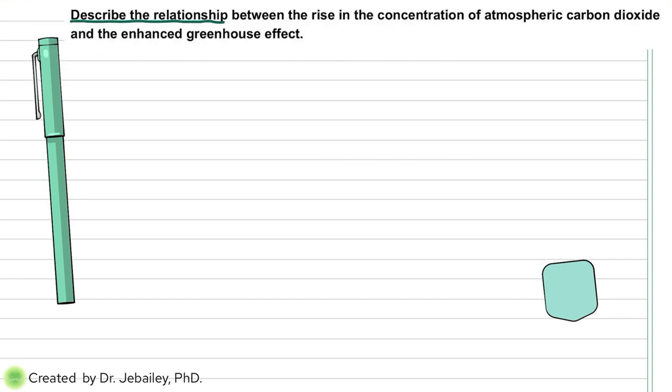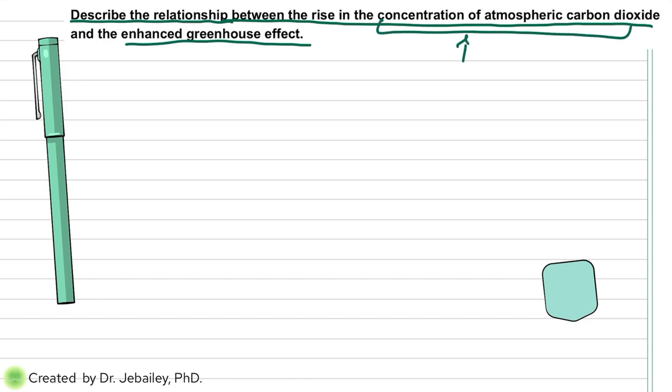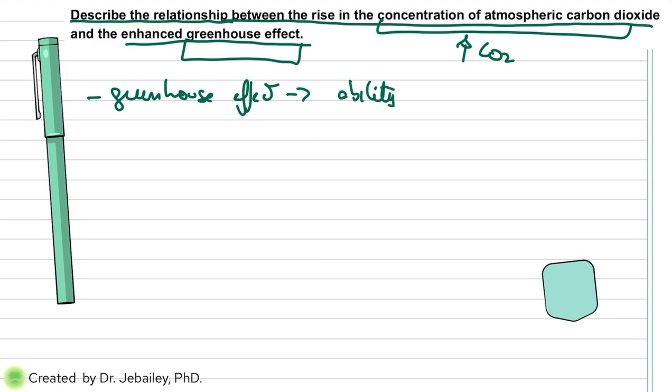It says, describe the relationship between the rising concentration of atmospheric carbon dioxide and the enhanced greenhouse effect. So we are talking about how CO2 is rising and how this affects the greenhouse effect. First, I will always start with defining what the greenhouse effect is. That's the most important. And this has to do with the ability to keep the Earth's atmosphere warm, right? Because it's all the ability of keeping it warm for us.